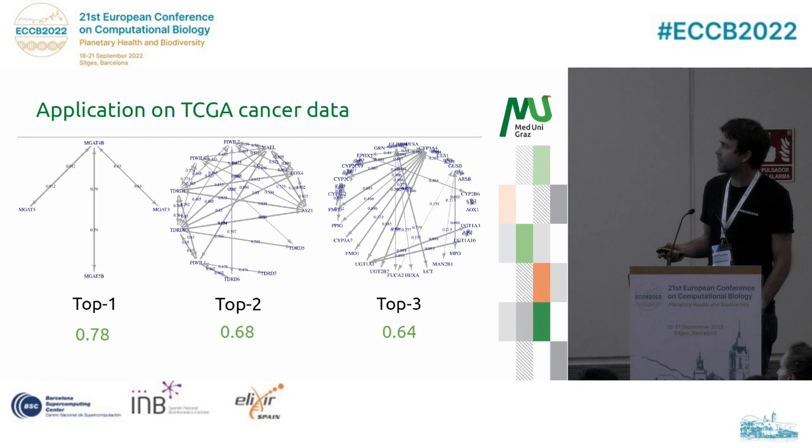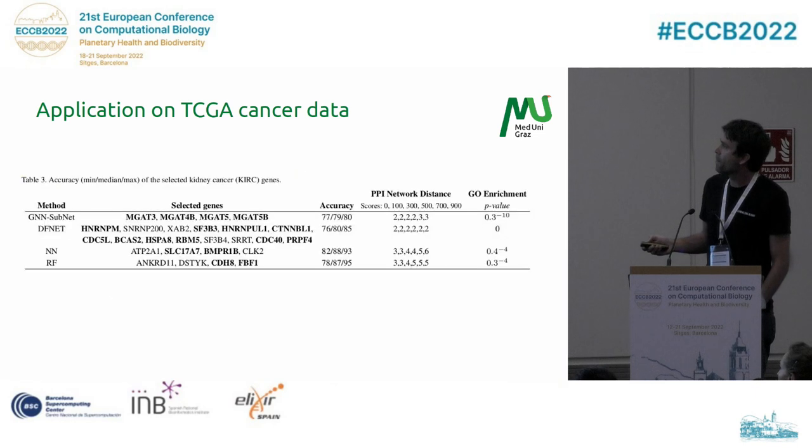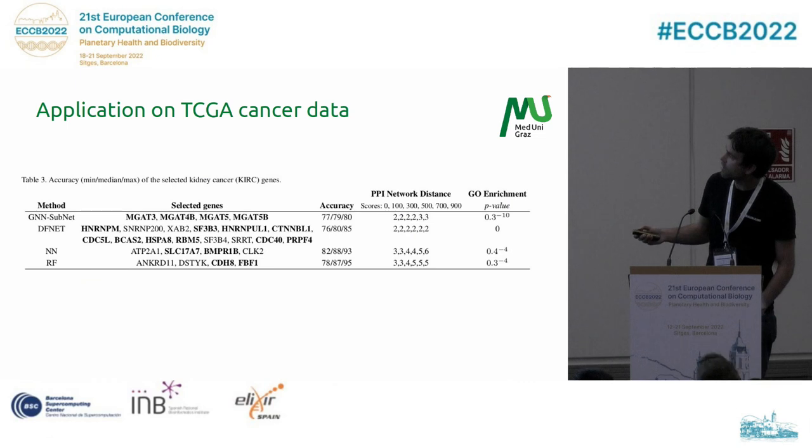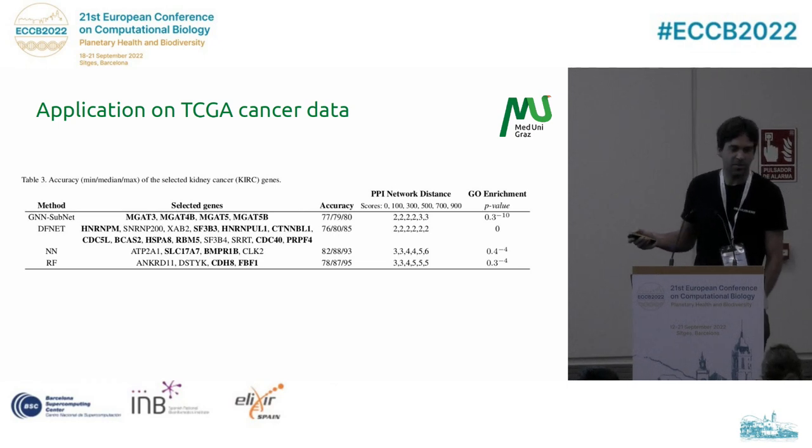This is what you get when executing the pipeline: you have these modules ranked by their model importance. This is an example for kidney cancer. And in terms of feature selection, when we detected, for example, this module, we checked the accuracy and also validated the enrichment score.